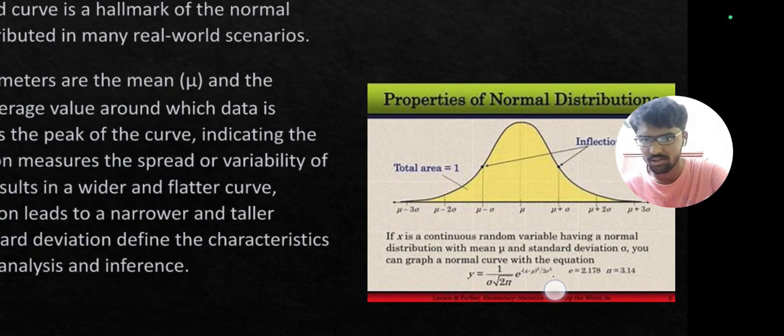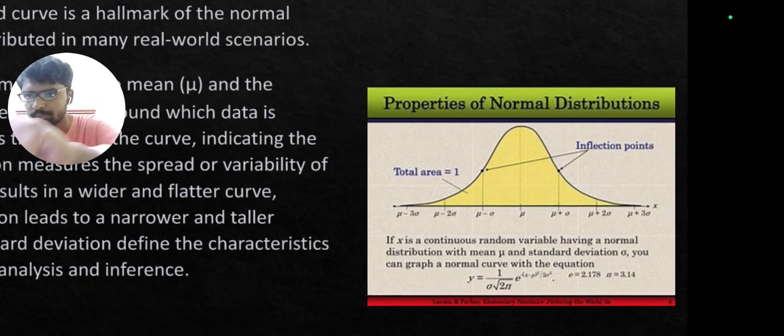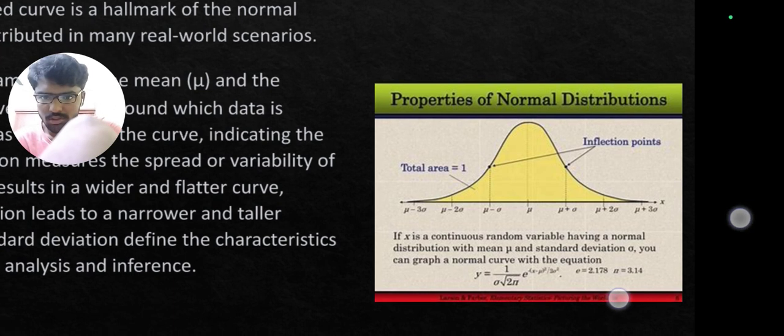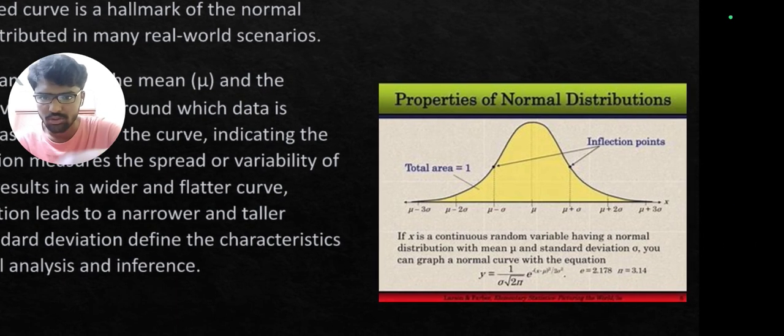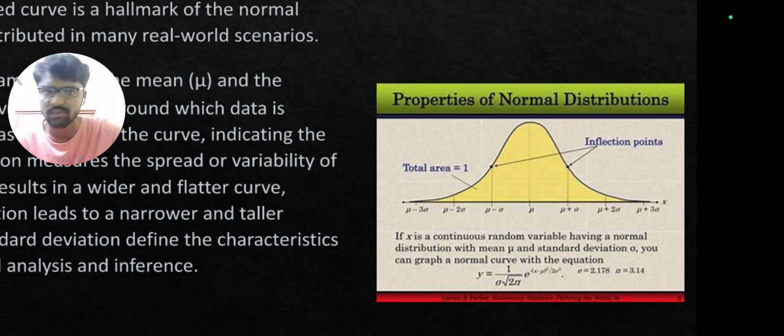Let me zoom it in for you. See, if x is a continuous variable having a normal distribution with mean mu and standard deviation sigma, you can graph a normal curve with the equation y = 1/(sigma root 2 pi) e^(-(x - mu)^2 / (2 sigma^2)).